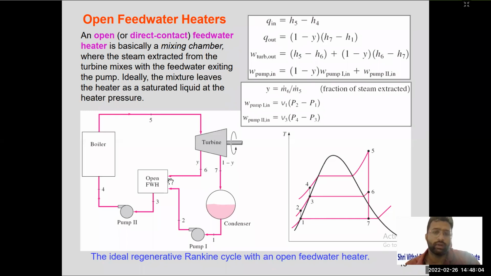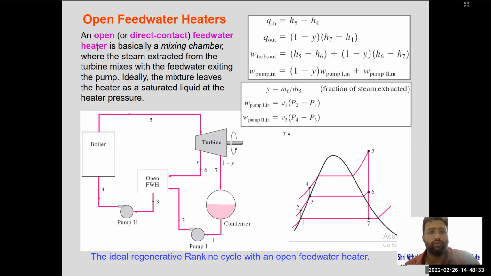Because of heat transfer, the temperature of this feed water will increase, and this high temperature water is passed through pump number 2. It is now pumped to boiler pressure, and this will be passed to the boiler. Okay, so what is the objective here? To increase the temperature of feed water. As we increase the temperature of feed water, less effort has to be taken to superheat the steam in the boiler.